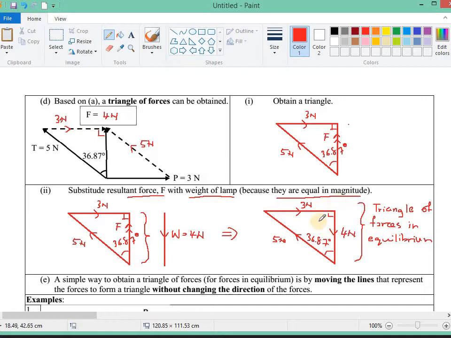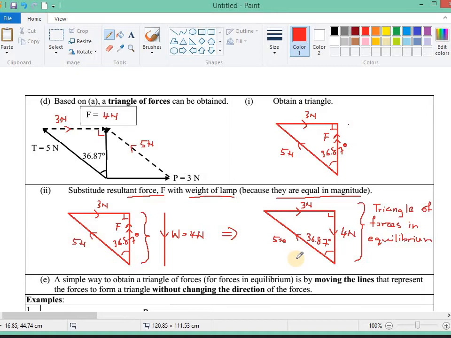You see, this triangle represents the relationship between 3 forces: 3 Newton, 5 Newton, 4 Newton. All of these 3 forces are actual forces that are actually acting on the lamp. The 3 Newton is the tension of the string P, the 5 Newton is the tension of the string T, and 4 Newton is the weight, which is gravitational force. So all of these are actual forces acting on the lamp, and the relationship between them can be represented with a triangle of forces.